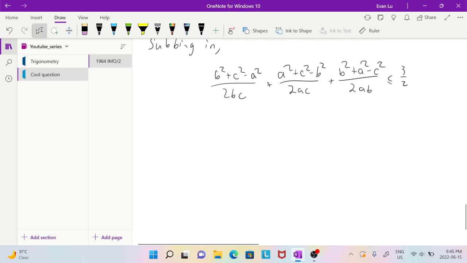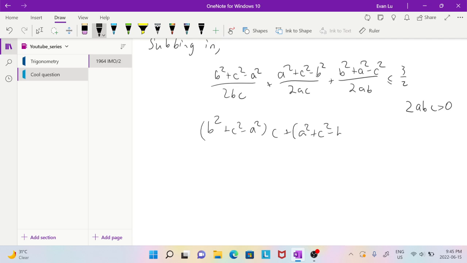Then we can just make a note over here, abc is greater than 0. That way when we multiply by abc, it's not going to create any problems. And in fact, I'm going to multiply by 2abc, so I can get rid of the fractions as well. So this leaves me with b squared plus c squared minus a squared times a, plus a squared plus c squared minus b squared times, hold on, this should be a, this should be b, and then this should be c times c, less than or equal to 3abc.